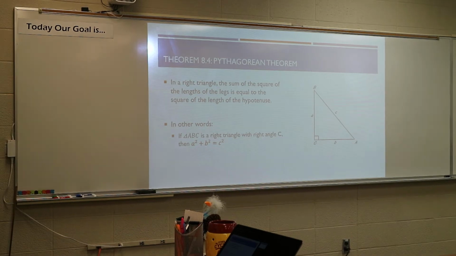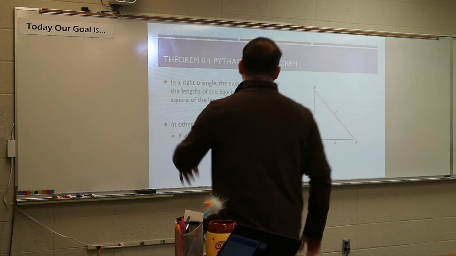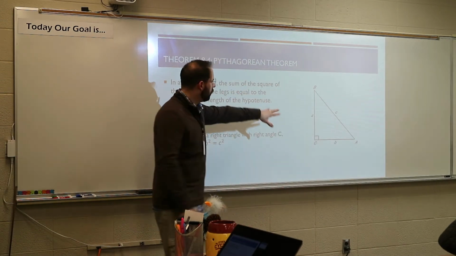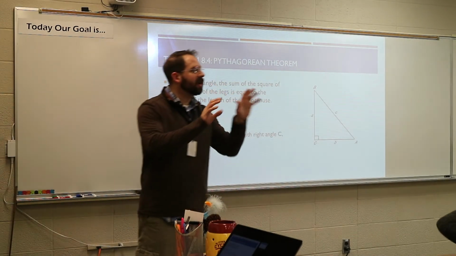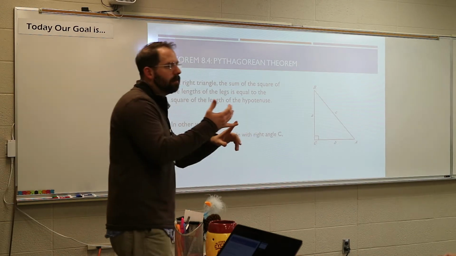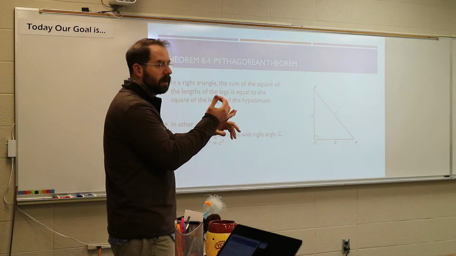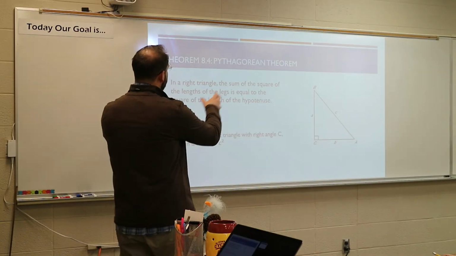But I want to discuss it today. All right, so Pythagorean Theorem, we talked about it yesterday. It was a right triangle. You sum the squares. Now, what does the word sum mean? Add. So we're going to be adding the square of the legs.